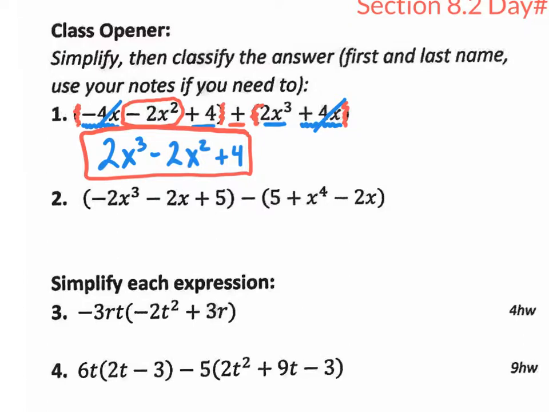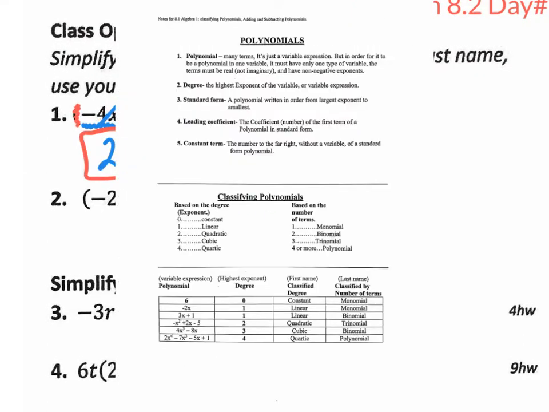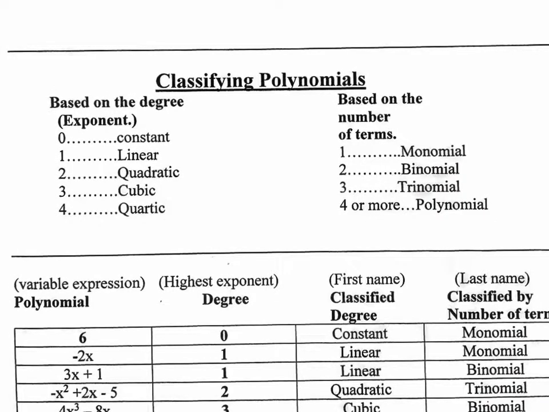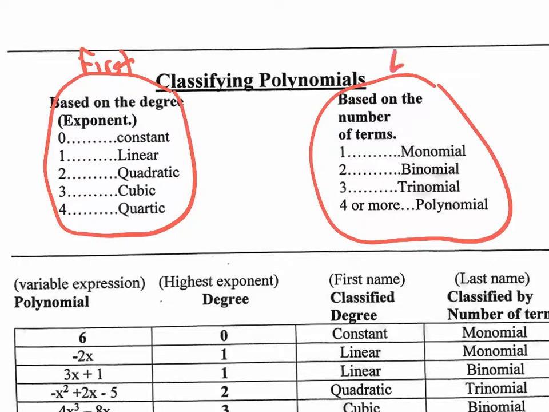Number two, oh wait, we still need to classify number one. So this is where we go back to our notes if we still don't understand how to classify. And right here in our notes, it says our first name comes from this, and our last name is based on the number of terms. So your first name is based on the degree, the highest exponent. If you have the degree 3, the first name would be cubic, the degree 4, quartic, and so on. Then the number of terms that you have tells you the last name. Mono means 1, bi means 2, tri means 3. If it's 4 or more, that means many, so polynomial.